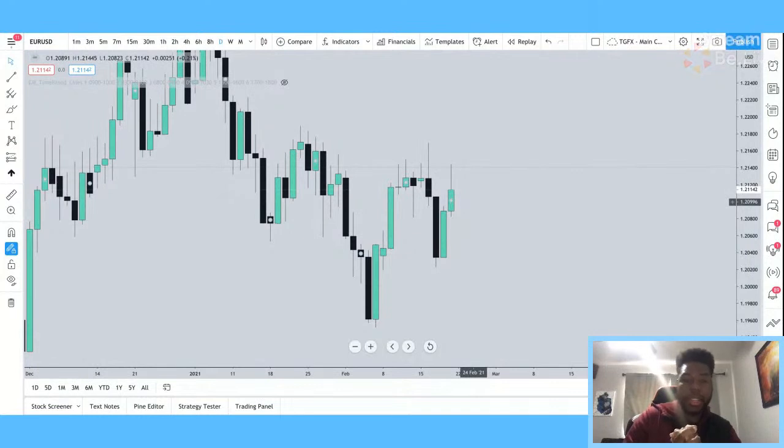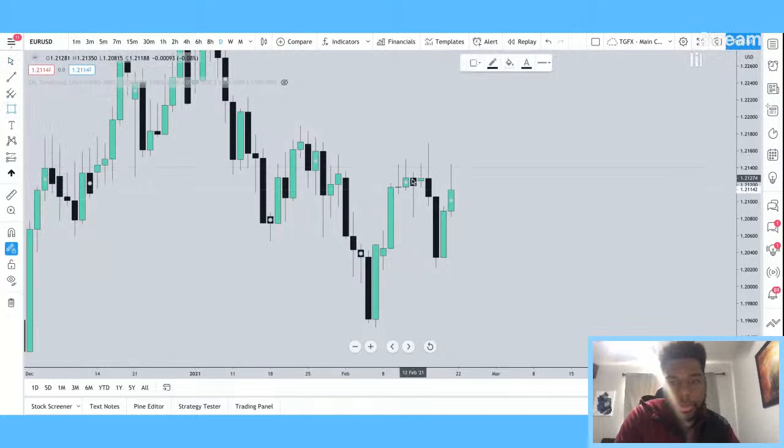Okay, so I start off on the daily time frame, and I want to draw a supply zone, which is basically like a resistance zone, and a demand zone, which is like a support zone. All right, so what I'll do is I'll grab the rectangle tool.